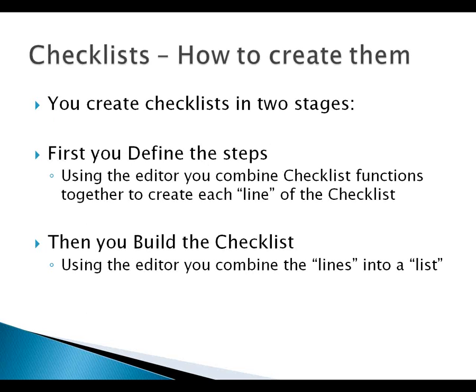How would you create checklists? You create them in two stages. First you define the steps, and you can think of the steps as each line or each bullet of a checklist. Using the built-in editor, you combine the checklist functions together to create each line. After you've created the different steps, you then build the actual checklist, again using an editor built into Ucam, combining those lines into a list.